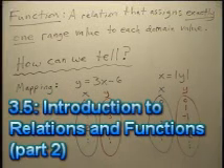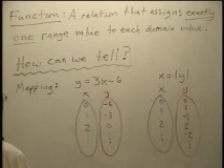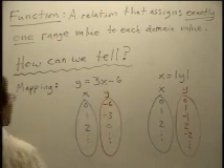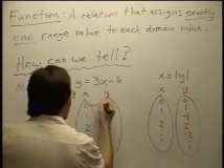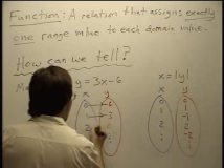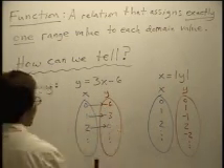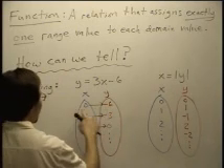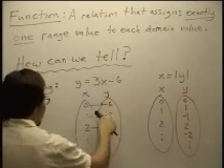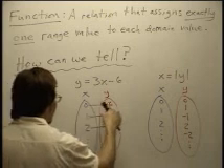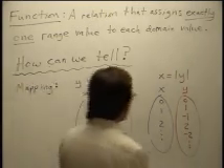So how can we tell whether a relation is a function? Well, we've seen one way already. If we're talking about a mapping, a function will take each number in the domain and map it to exactly one number in the range. Each arrow is going to just be a single arrow from the one number to the next number.